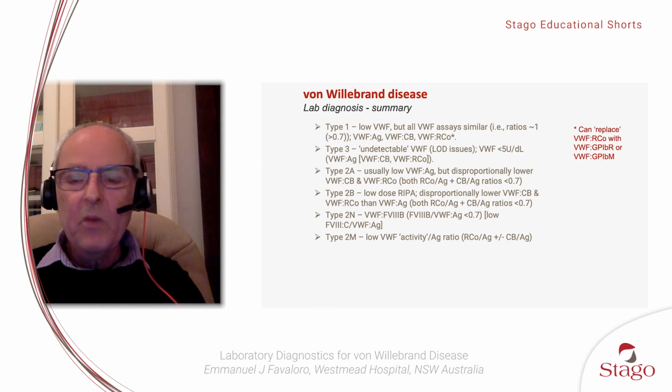In type 3 von Willebrand disease, we have undetectable von Willebrand factor, but we have to recognize that there are lower limit of detection issues. But if we have a von Willebrand factor level less than 5 units per deciliter, in particular, I'm talking here about von Willebrand factor antigen, then we can effectively diagnose von Willebrand disease type 3. And we expect the collagen binding and ristocetin cofactor to also be very low and typically less than 5 units per deciliter.